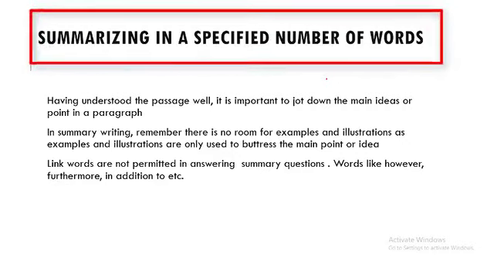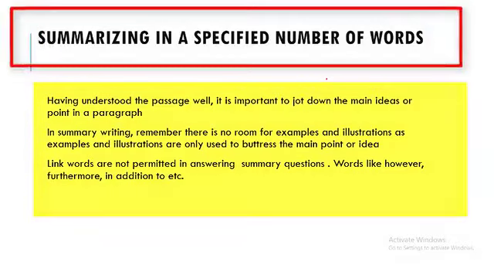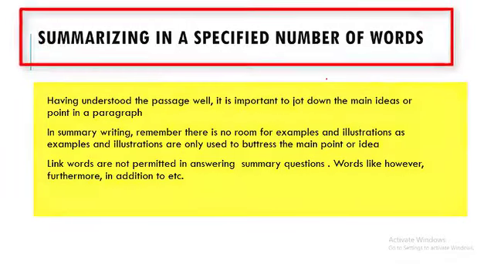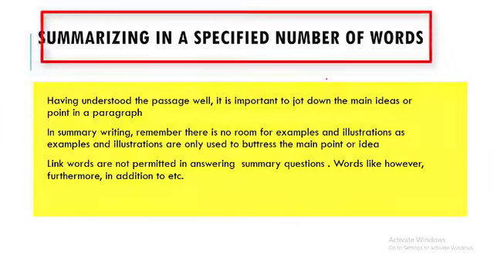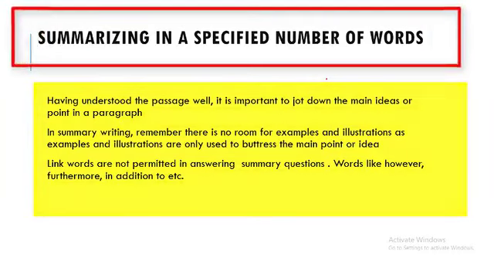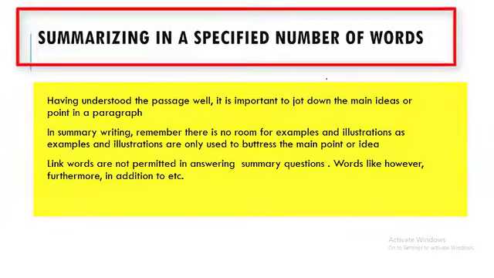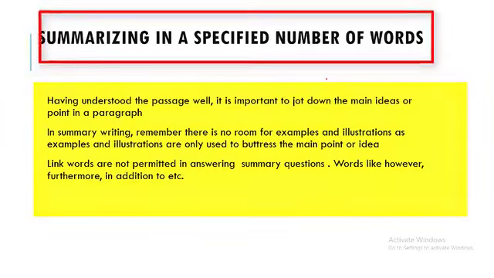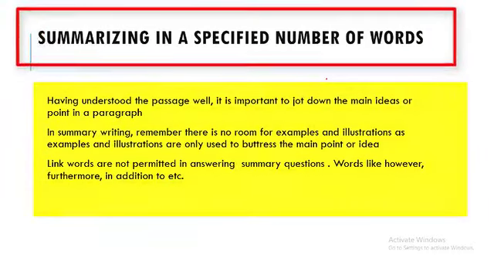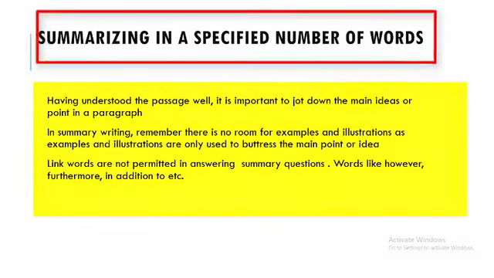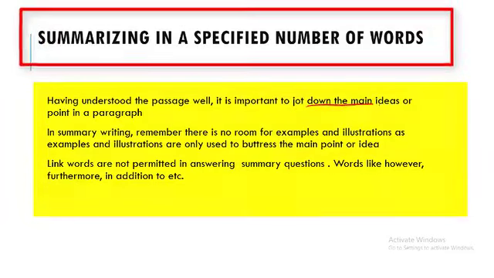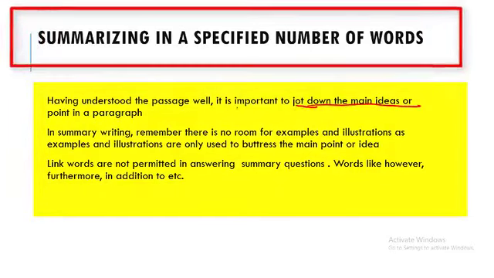So let's begin. Having understood the passage, that is, you've read through the passage thoroughly, having understood what is said in the passage, that is the key sentences or the topic sentences, it is important to jot down the main ideas or points in a paragraph. In each of the paragraphs in a passage, there is a main idea. You must get the main idea. And it's important you don't just know it in your head. You jot down the main ideas or points.